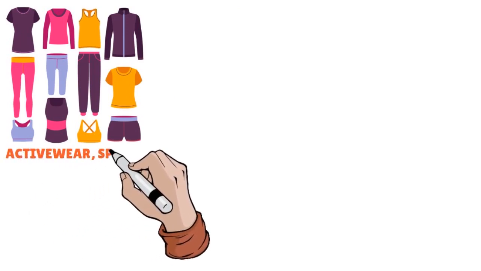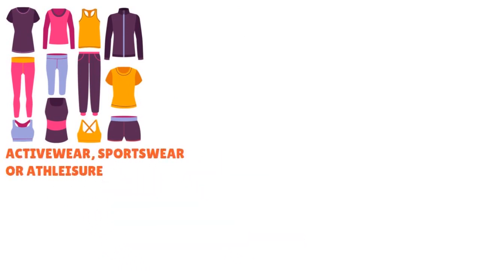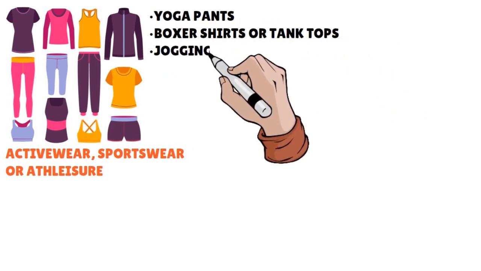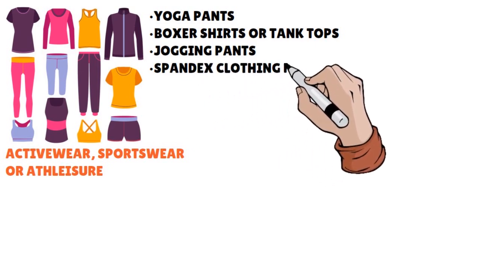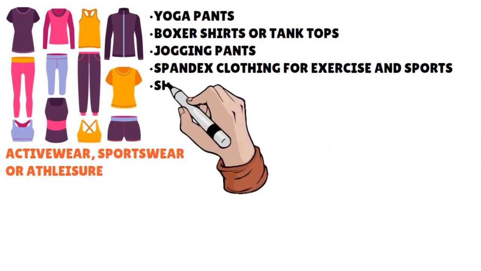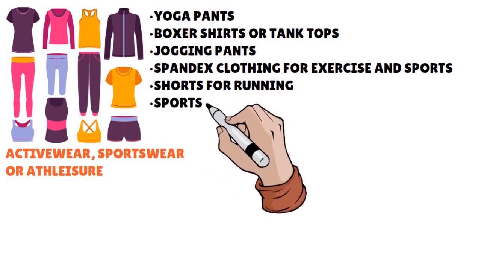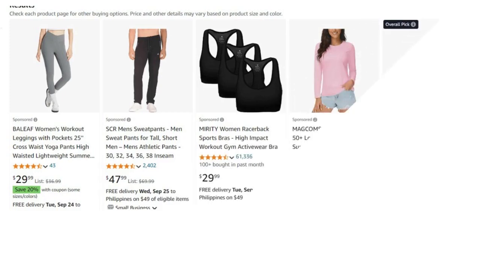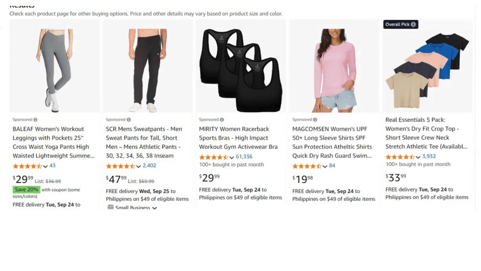Active apparel refers to clothing used in sports. It's also commonly called active wear, sportswear, or athleisure. Okay, so you have yoga pants, for instance. You have boxer shirts or tank tops, jogging pants, spandex clothing for exercise and sports, shorts for running, and sports bras. So this is something to really think about. And don't confuse active wear with sporting goods. The latter refers to products used in sports like basketball, tennis rackets, skis, and so on.